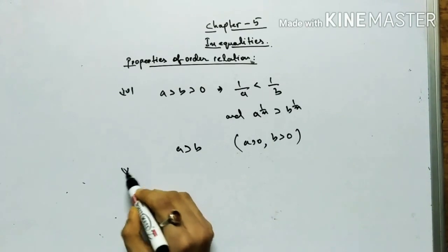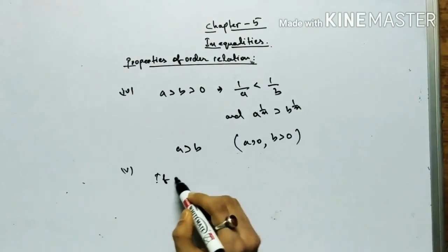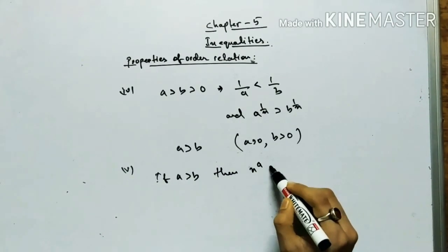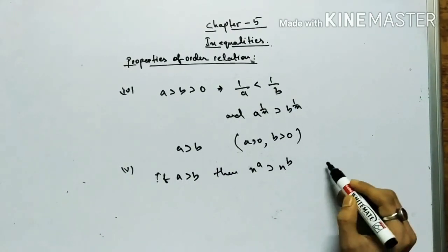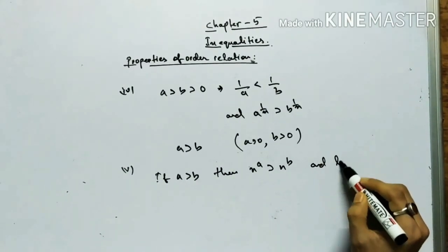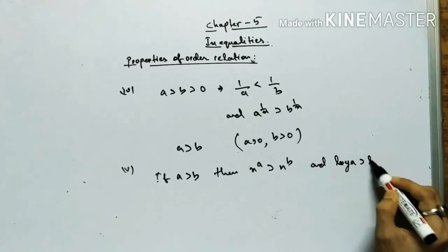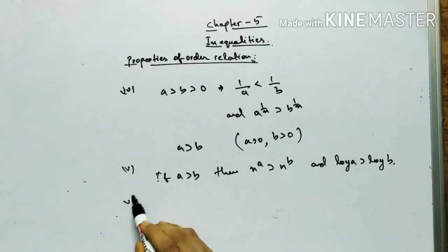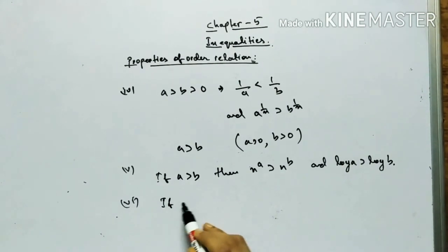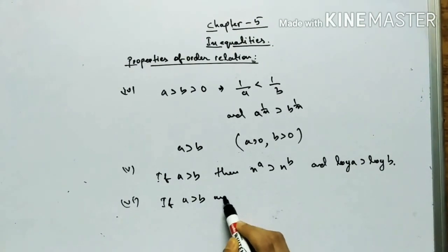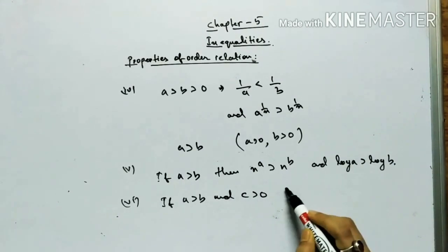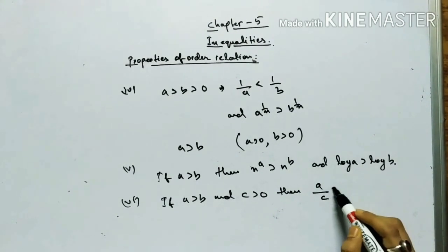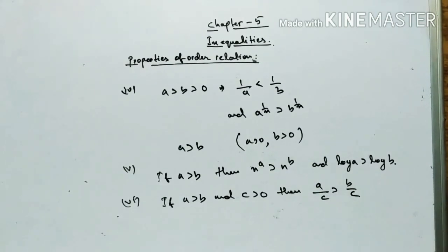And next, number 5. It says that if A is greater than B, then x to the power A will be greater than x to the power B, and log A will be greater than log B. And 6: if A is greater than B and C is greater than 0, then A by C will be greater than B by C.